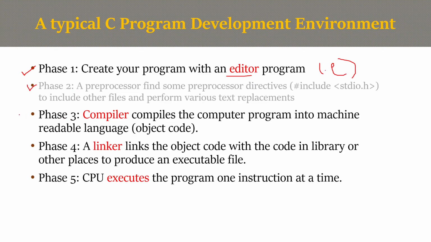Now, in phase three, we have the compiler, which compiles the computer program into machine readable language, which is the object code, right? So this file is saved as .o or .obj in the file name. Then in phase four, we have the linker, which links the object code with the code in the library or system library to produce an executable file. Now this executable file, the CPU, the central processing unit, executes one instruction at a time. So this is all for our typical C program development environment.